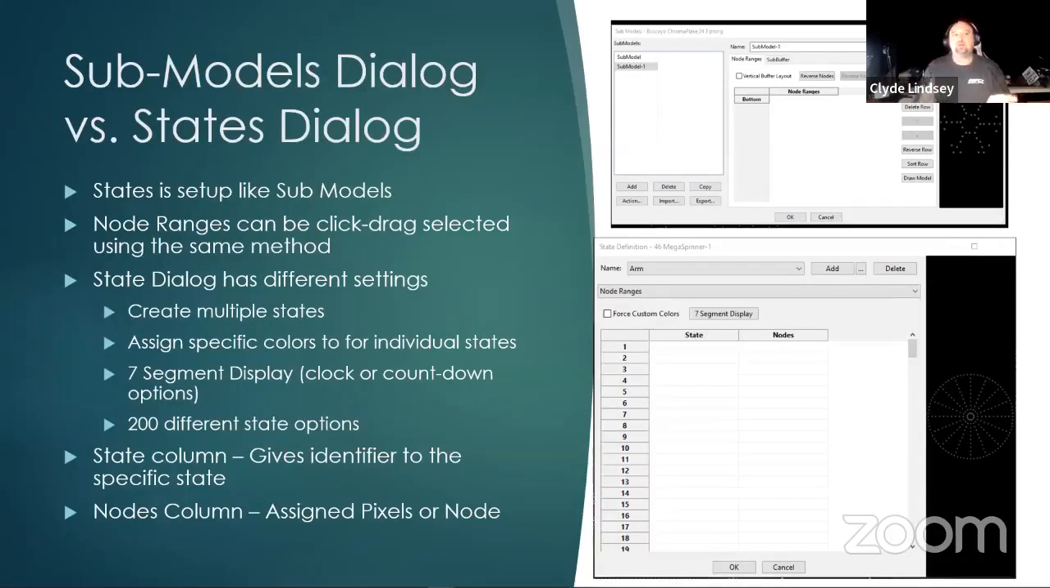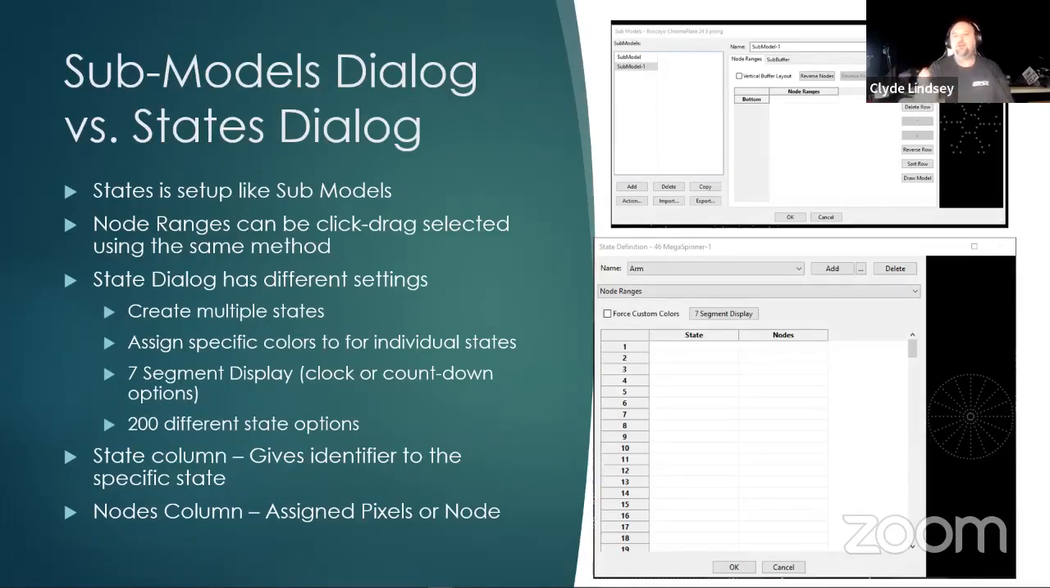What's the difference between submodels dialog versus the states dialog? Well, like I said earlier, they work very simply, and they look very similar. They have different end outcomes. The submodels are used for sequencing. Now, the states are used for sequencing as well, but they're different in how they output data to the prop, meaning the way that the data is converted and its usefulness.